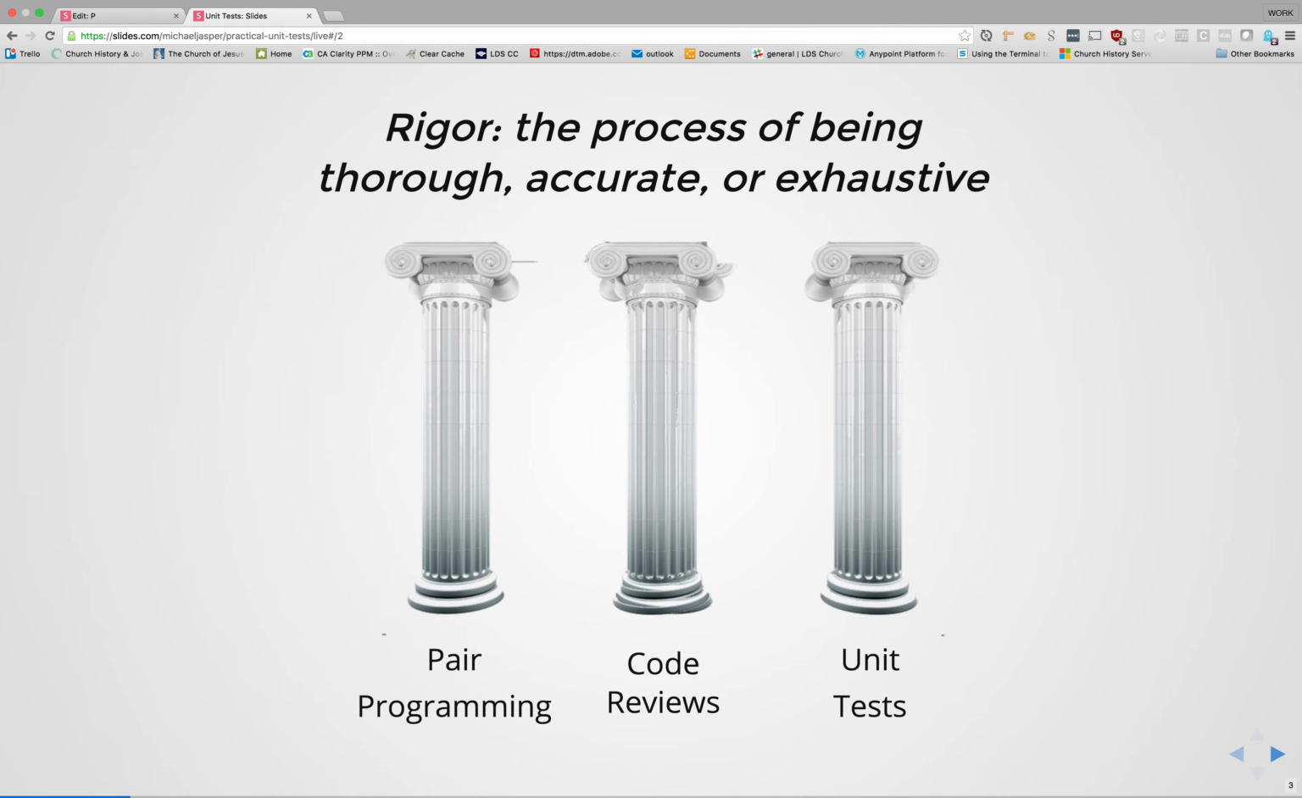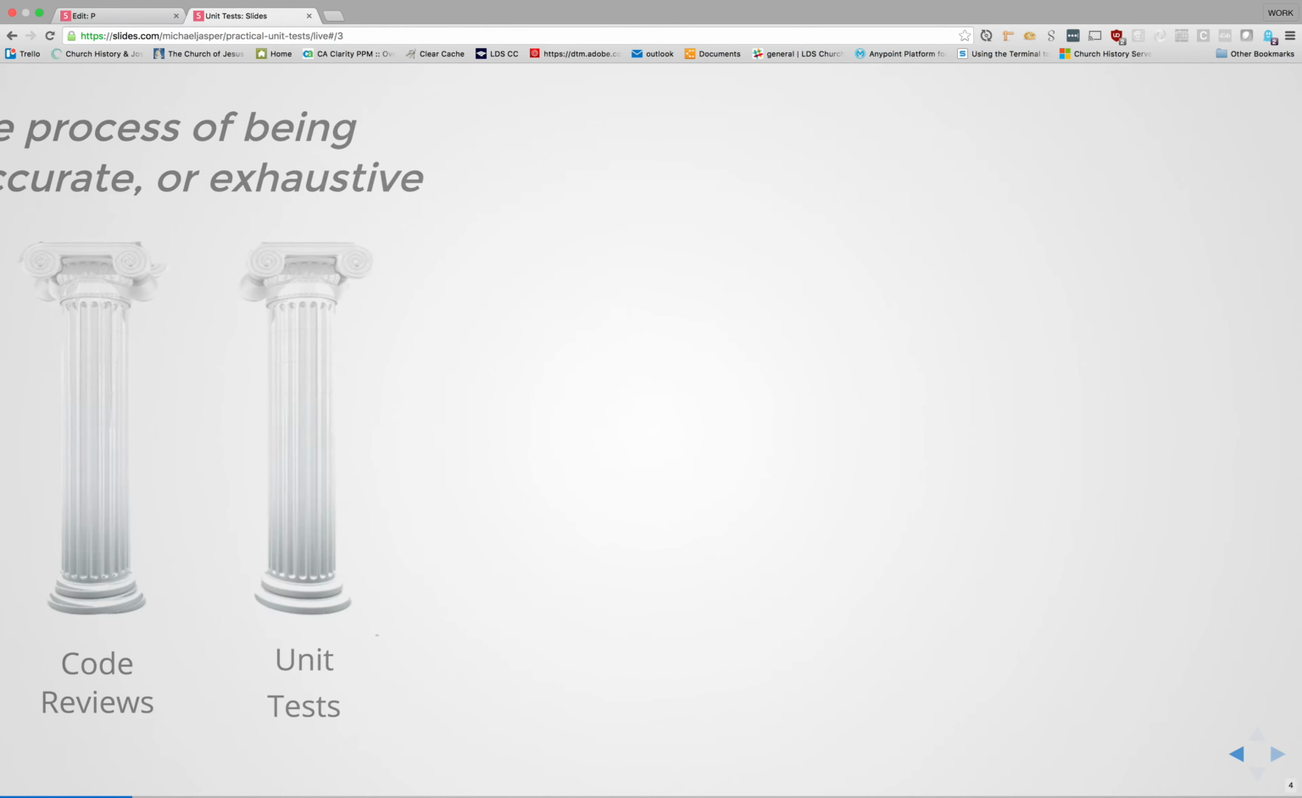Pair programming, being collaborative, having another set of eyes on your code. Code reviews can be loose or formal depending on your implementation, but just making sure that code is reviewed by other developers before it's merged into your main branch or before it goes out to your deployment. And then unit tests, which I'll obviously elaborate on more.